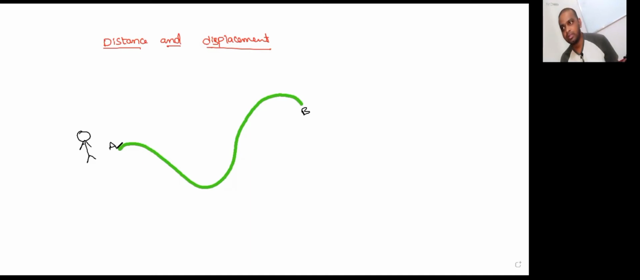Now, coming to the distance, the actual length covered by the person. Look here. What is the actual length? He will move along the red dots. This is the actual length covered by the person, so he should move along the path of the green color. That length we will consider as the distance.